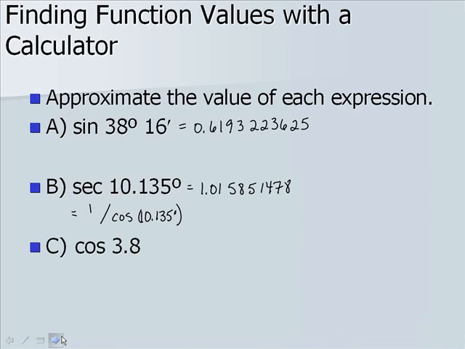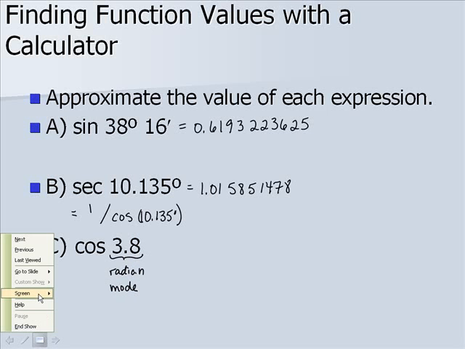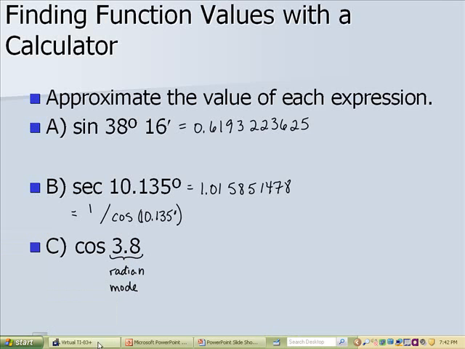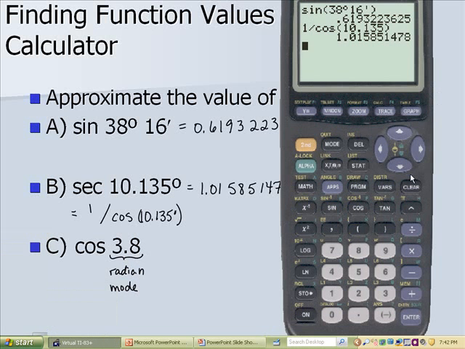Now let's find the value of the cosine of 3.8. Notice, since there was no degree symbol, this value is in radians. So we need to change to radian mode. But let me show you what would happen if we left it in degree.